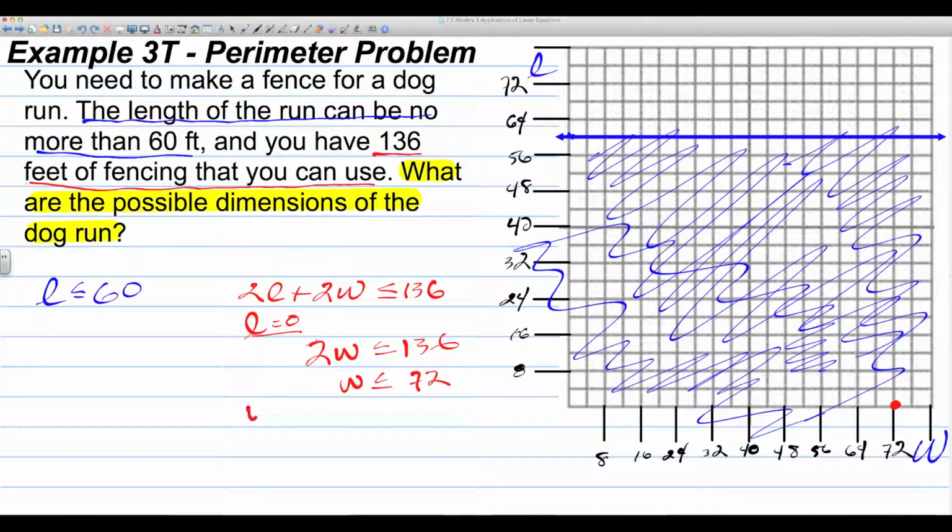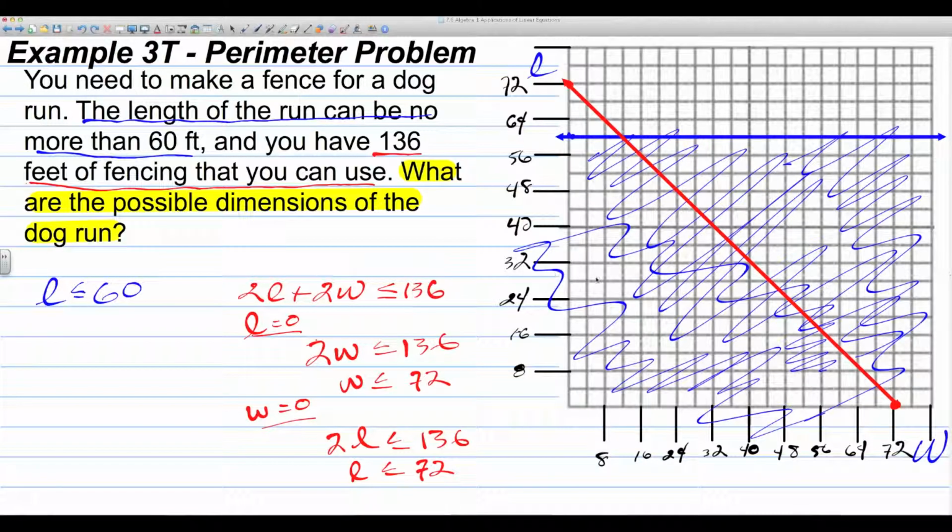We do the same thing when W is equal to 0. In essence, this term goes away, leaving us 2L is less than or equal to 136. When we divide each side by 2, L is going to be less than or equal to 72. So here's the 72 here. So we have 2 points, so we'll connect them. In this case, again, it's going to be a solid line. I'll use red to connect these 2 points.